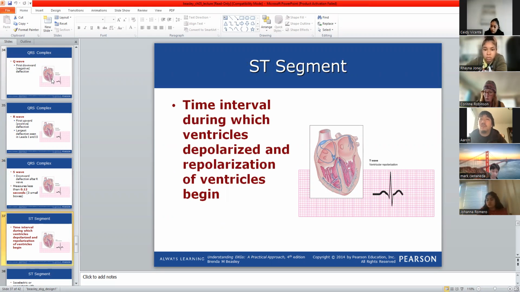Then the ST segment is the time interval during which ventricular depolarization ends and repolarization of the ventricles begins. What is the other word, Corinne, for repolarization? Relaxation. Very good. Another word? Diastole. Very good. Correct answer. Diastole, repolarization, relaxation. Okay? All right.